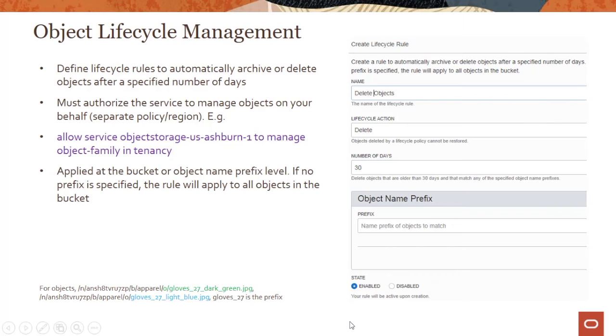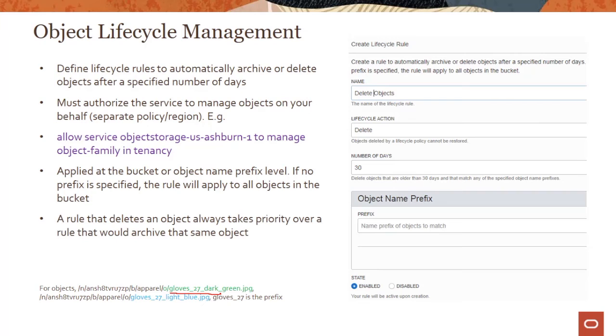So what do we mean by that? If you see here, we have a couple of objects and they all have a prefix, which is this thing here. If you don't want this lifecycle management rule to apply at the bucket level, you could actually apply it at the prefix level. And in this case, the prefix is gloves 27. So you could use this kind of prefix to apply a rule. Otherwise, you can apply the rule to all the objects in the bucket.